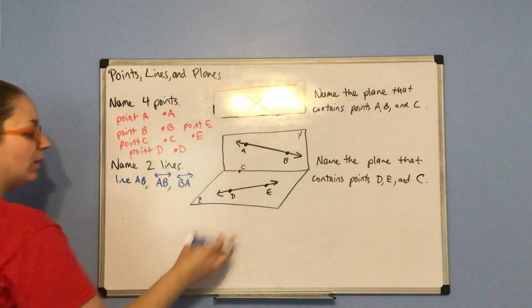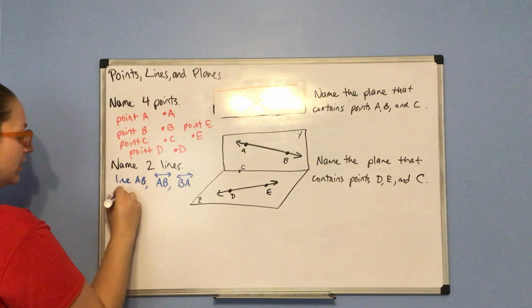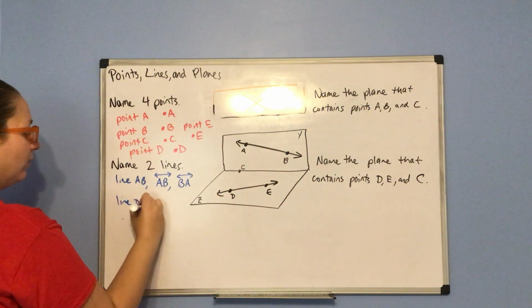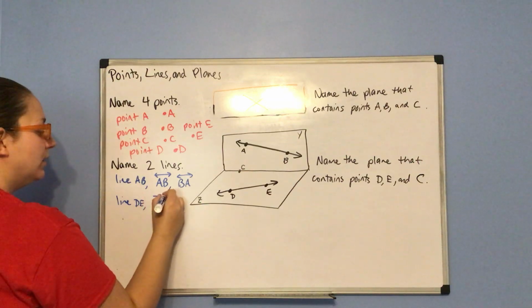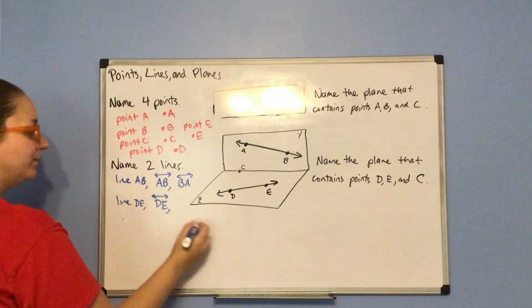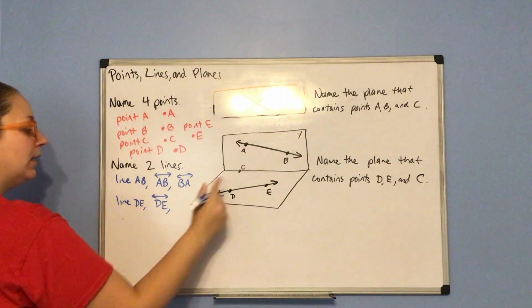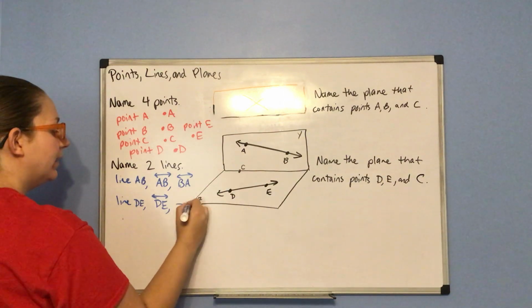The other line that's in my picture is DE. So I could just say line DE out in words. I can use my shortcut, DE with the line symbol over it, or I can go the other direction and call it ED with the line symbol over it.